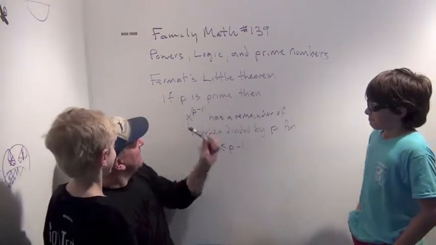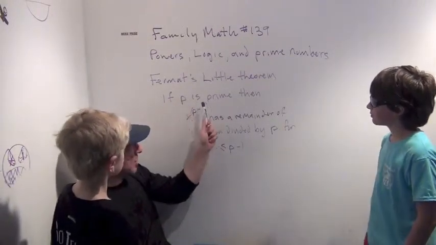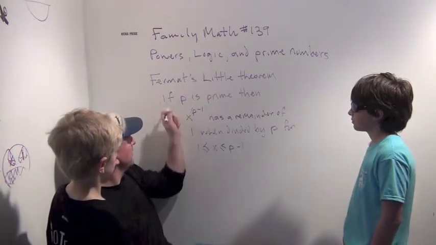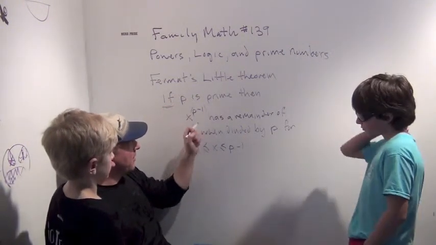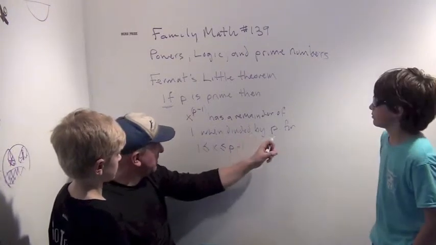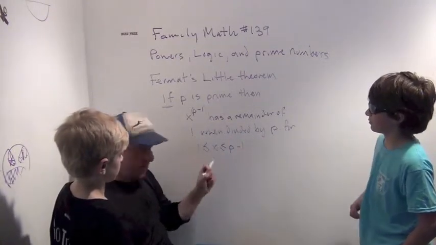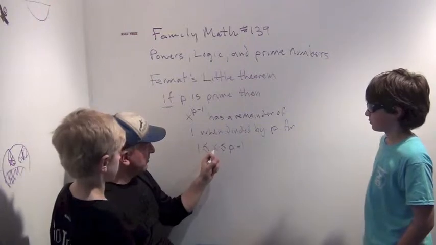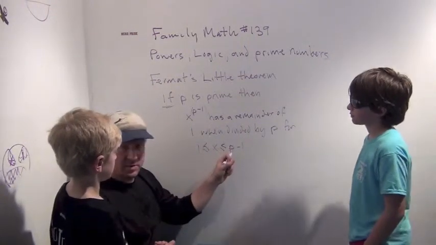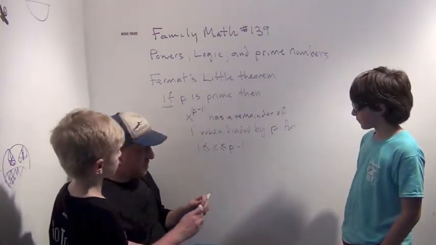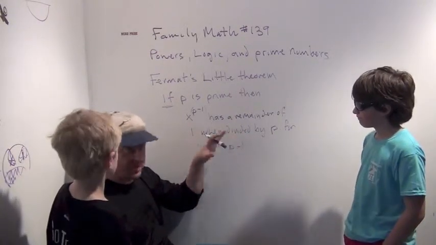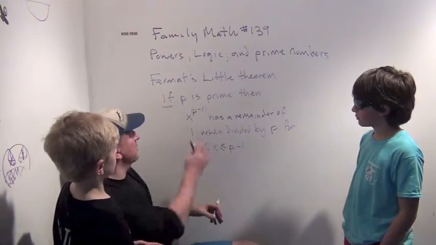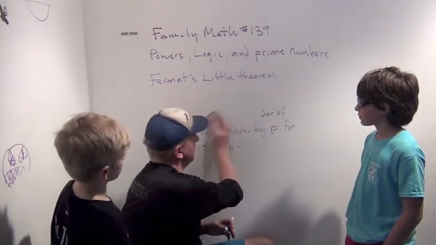Okay, so Fermat's little theorem says if p is prime, then x to the p minus 1 power has a remainder of 1 when divided by p for all integers 1 less than or equal to x less than or equal to p minus 1. Okay? Yep. So let me show you what that means. Unfortunately, I'm going to have to erase it, but do you understand what this says? Mm-hmm. Yep.